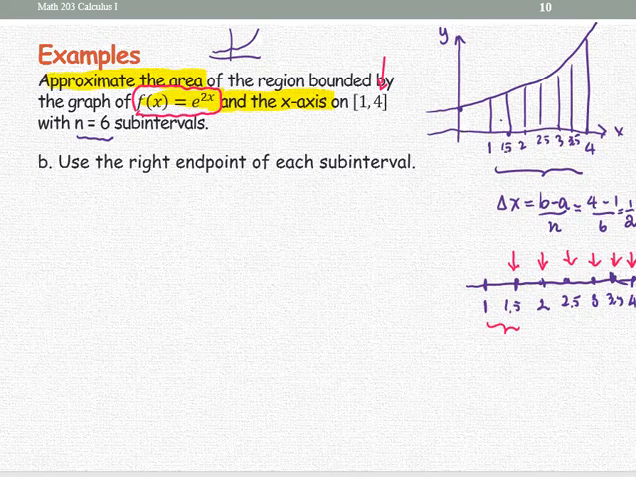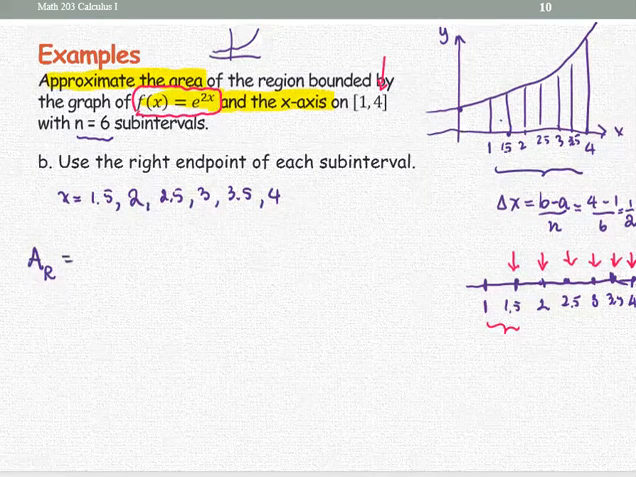Then we make a list of the points of calculation. We're going to use the points 1.5, 2, 2.5, 3, 3.5, and 4. So 1, 2, 3, 4, 5, 6, 6 of them. Make sure when you have 6 subintervals, you have 6 points of calculation. Then the area using the right endpoint is from using the function value.